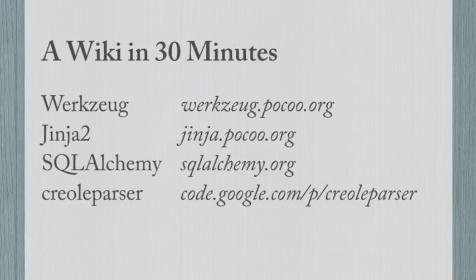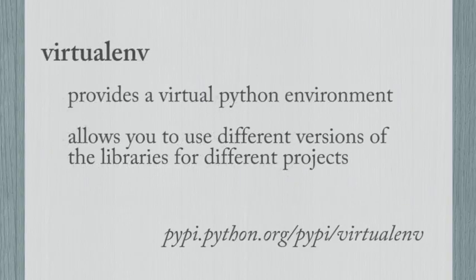My name is Armin Ronacher and I will show you how to create a wiki in 30 minutes using Werkzeug, Jinja 2, SQL Alchemy and Creole Parser. In this screencast I am using virtualenv to keep track of the libraries installed just for this project. You don't have to do it this way, but it allows you to use multiple library versions for different projects.